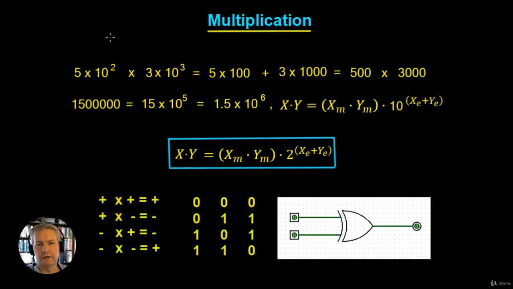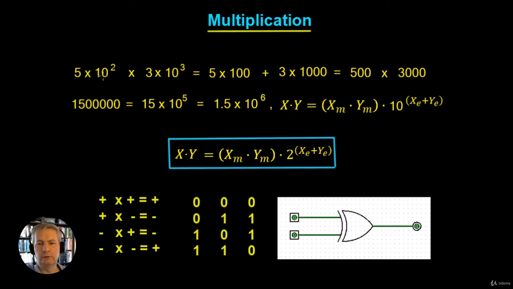So let's start off our journey into floating point multiplication by looking at an equivalent example in decimal. Let's say we wanted to multiply together 5 times 10 to the power of 2 with 3 times 10 to the power of 3. We can think about this 5 times 10 to the 2 as our value x, and our 3 times 10 to the 3 as a value y, and we want to multiply x and y.